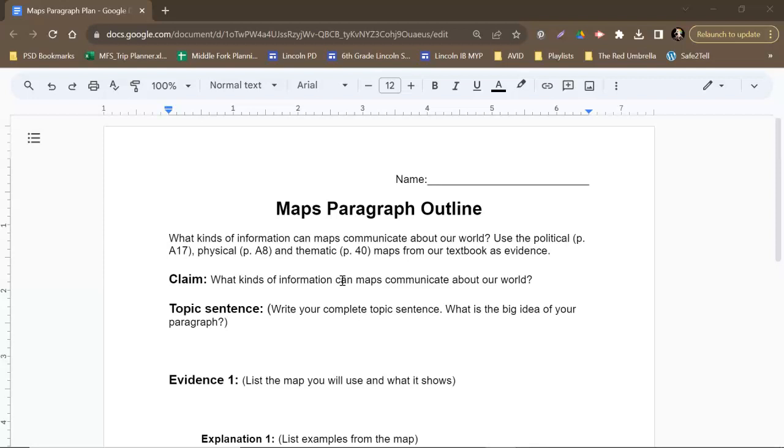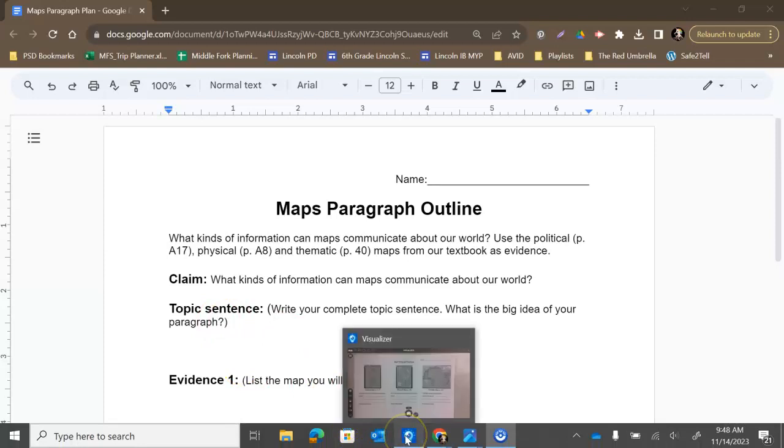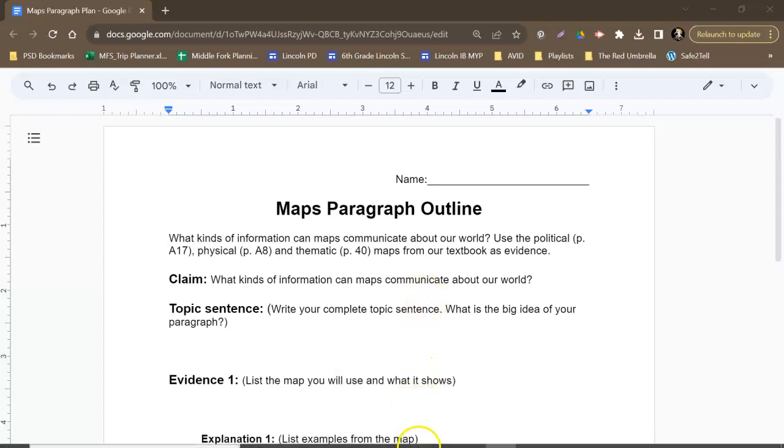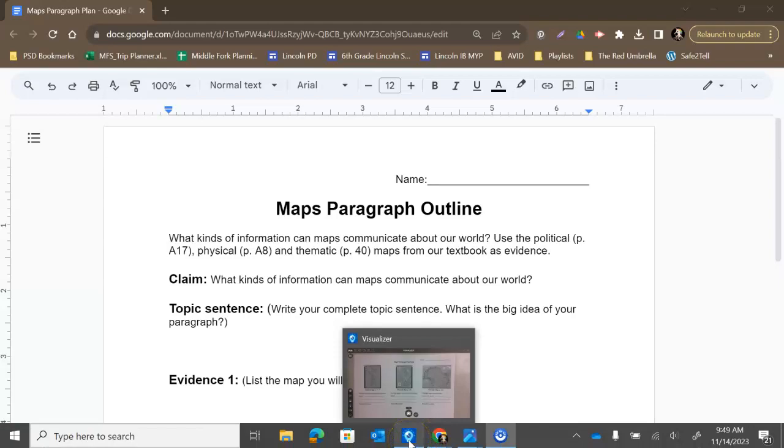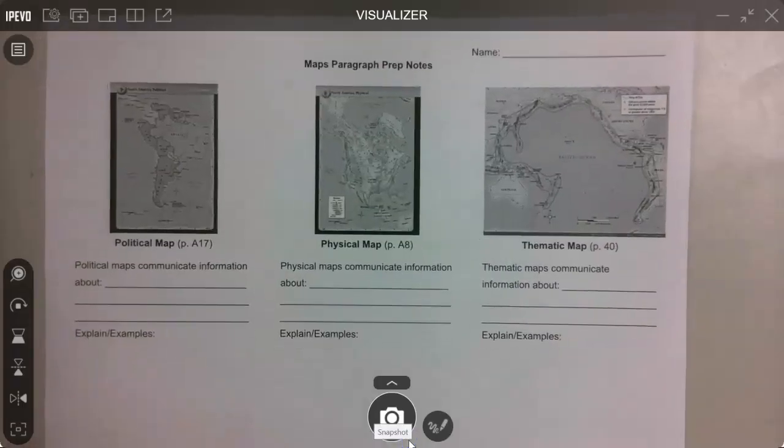We've spent a lot of time working with lots of different kinds of maps. Specifically on this paragraph, though, we're going to be talking about what a political map, a physical map, and a thematic map can communicate. So we're going to start by gathering information. That'll make it much easier to write our paragraph. If we gather our information first, we just have to put it into our plan, and then we can focus solely on the writing. So this is where we are going to gather our information.